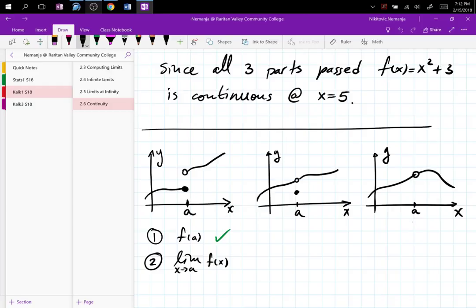No, because the black dot's not part of the function. It is. It's not connected. Oh, it's not connected here? It doesn't pass through it. No, they don't approach the black dot. Thank you. Using the theorem.